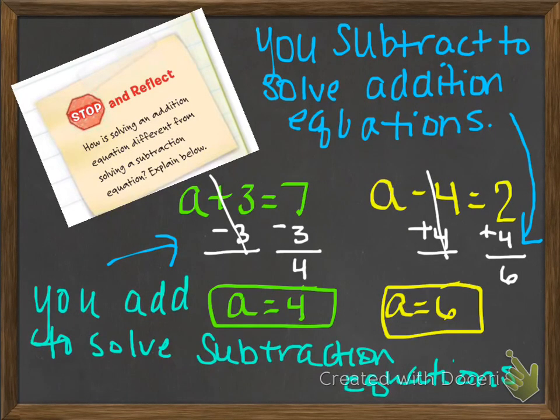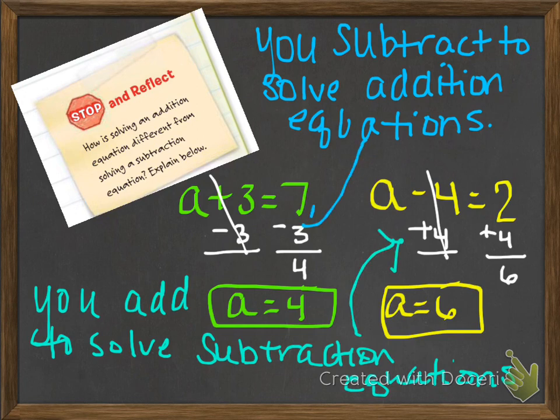Up at the top in blue, it says you subtract to solve addition equations and you add to solve subtraction equations. And actually, I just realized that my arrows are pointing to the wrong ones. So let's go ahead and make sure we clean those up here. So now we've got it. You add to solve subtraction equations, so that arrow goes here, and you subtract to solve addition equations, that arrow goes here. So make sure you have those two explanations and the two examples.